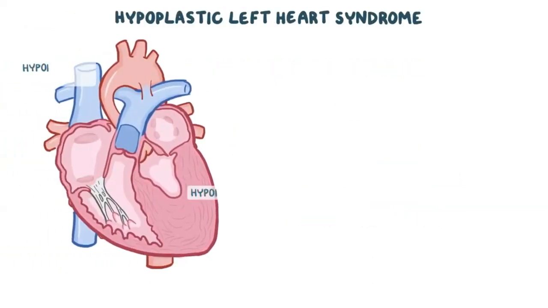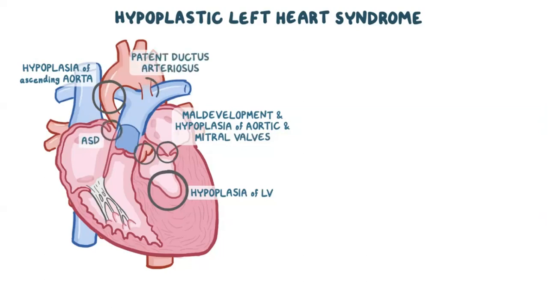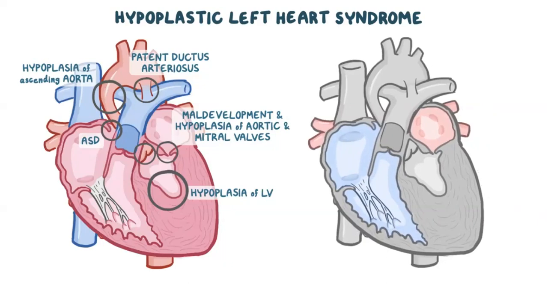And finally, hypoplastic left heart syndrome consists of hypoplasia of the left ventricle and ascending aorta, maldevelopment and hypoplasia of the aortic and mitral valves, an atrial septal defect, and a patent ductus arteriosus. Because the left ventricle, mitral valve, and aortic valve are hypoplastic, oxygenated blood reaching the left atrium from the lungs is diverted across the atrial communication into the right heart, where it mixes with desaturated venous blood.